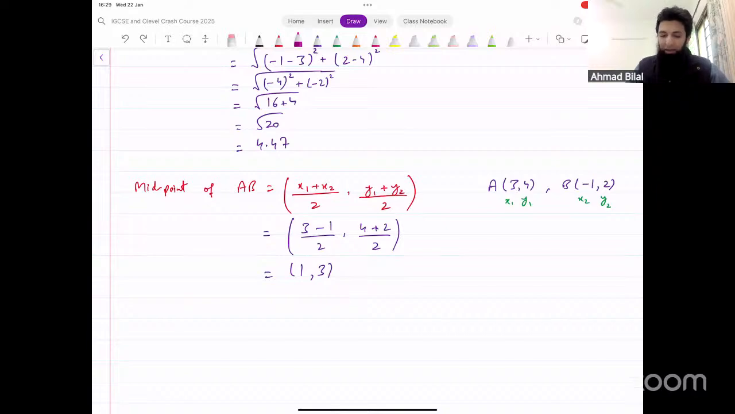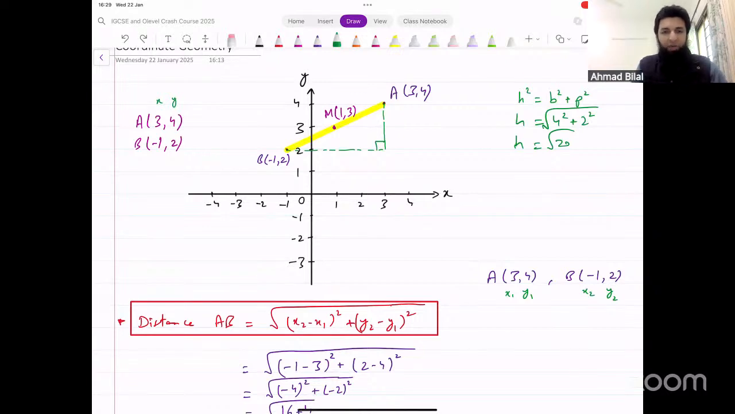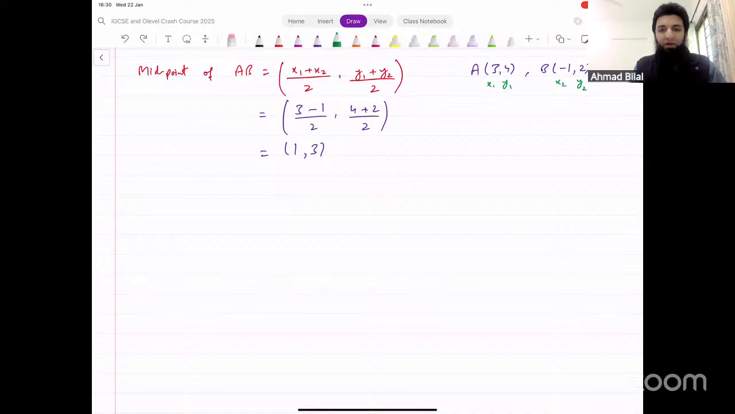Now, where does this come from? Essentially, since we're looking for the midpoint, this is the x coordinate of one point and this is the x coordinate of the other point. We're looking for the average of these 2 points, right? So we find the average of -1 and 3. How do you find the average of anything? You add those two numbers and divide by 2. Similarly for the y coordinate. One is 2 and the other is 4. We find the average to get the y coordinate of the middle point. So that's where this formula comes from. We're essentially taking averages of the x coordinates and the y coordinates respectively.